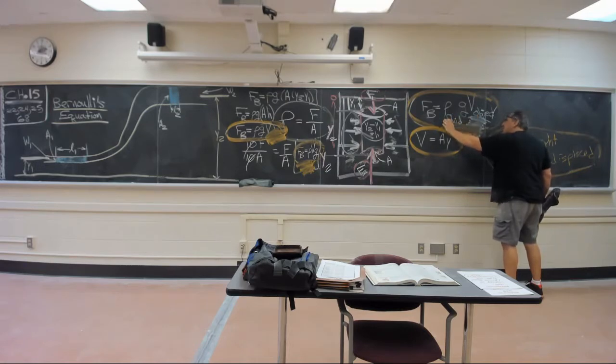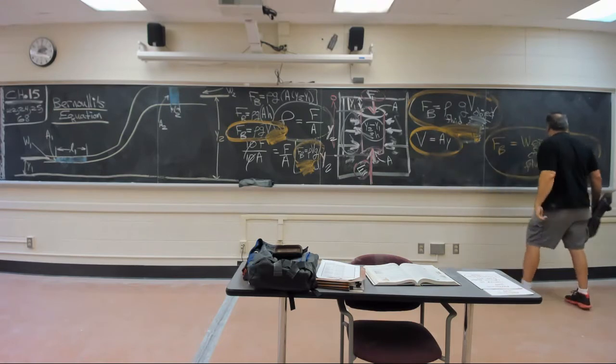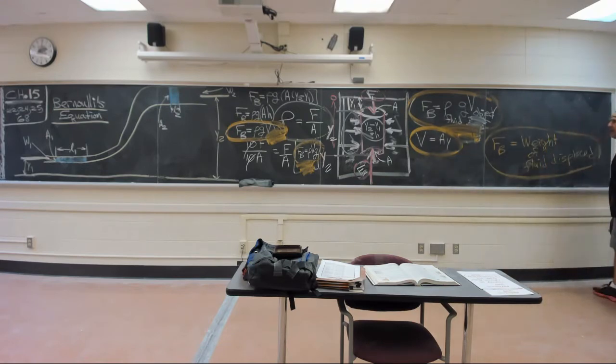Give me the density of the fluid in which the object is immersed, and tell me the amount of fluid that has been displaced. The amount of fluid that's been displaced is the volume of the object that has displaced the fluid. The volume of the object times the density of the fluid will tell you the mass of the fluid that's been displaced, times g will tell you the weight of the fluid that's been displaced, and that's the buoyant force. And that's the weight of fluid displaced.